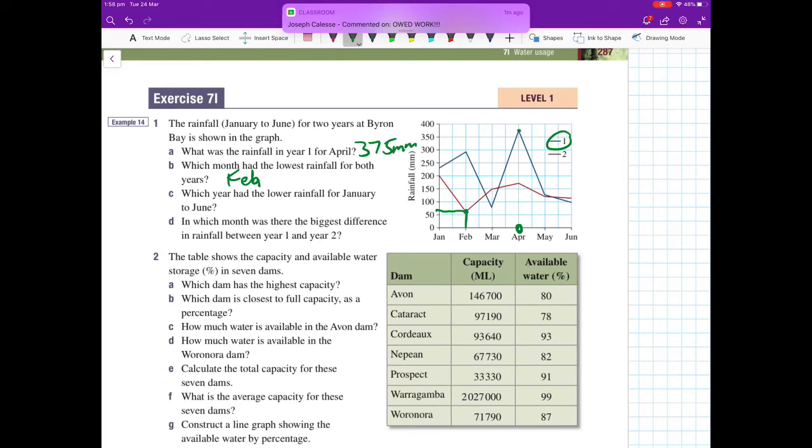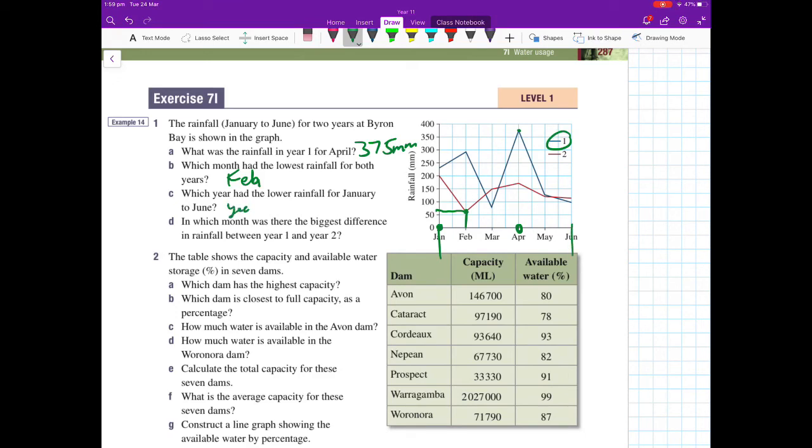Lowest rainfall for January to June. So our January to June, you've got a couple of options here. Your probably best one is to add up all of your bits and pieces, although you've got some definite high peaks for the blue. There was, well, actually no, you probably just go straight with the blue. Wouldn't even have to add them up. There isn't anywhere where the red goes significantly above the blue, so year 1 takes the win.